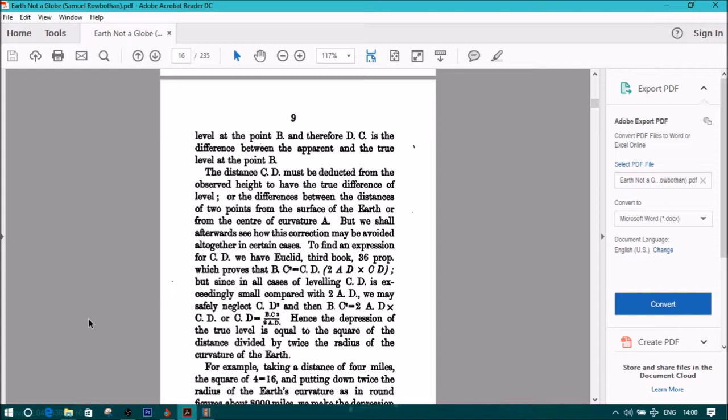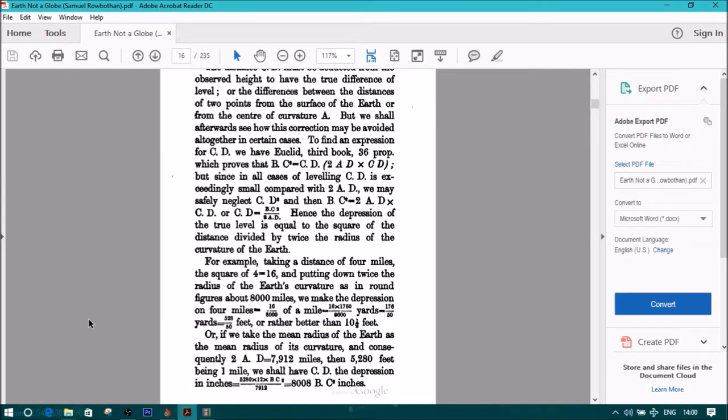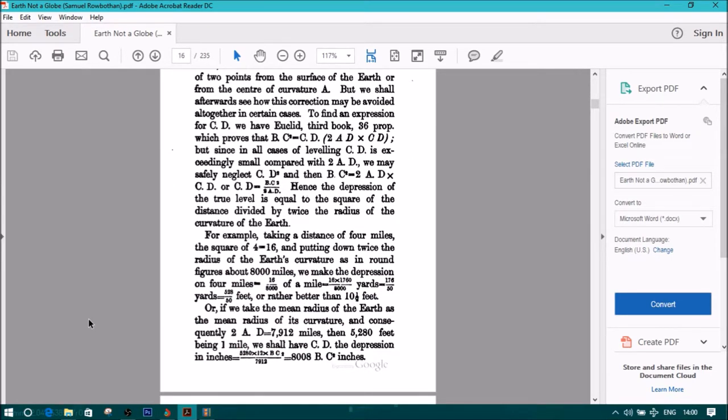To find an expression for CD, we have Euclid, 3rd book, proposition 36, which proves that BC squared equals CD times (2AD plus CD). But since in all cases of leveling, CD is exceedingly small compared with 2AD, we may safely neglect CD, and then BC squared equals 2AD times CD, or CD equals BC squared over 2AD. Hence, the depression of the true level is equal to the square of the distance divided by twice the radius of the curvature of the Earth.